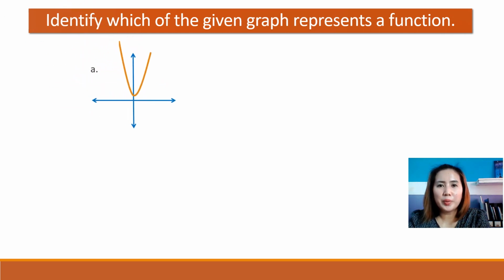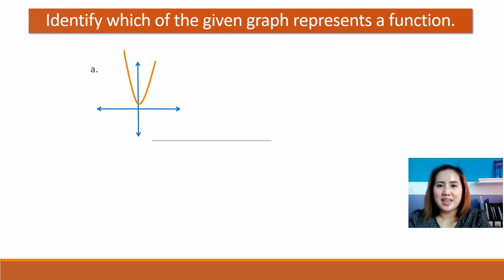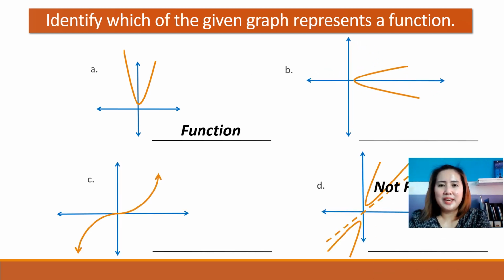This time, we are going to identify whether a graph is a function or not function by using a vertical line test. So we have here 4 different graphs. And for A, we can consider this as a function because if you are going to use a vertical line test, it will only touch the graph at a single point. And for B, we can consider this as not a function because if you are going to draw a vertical line, the line will touch the graph at 2 points. So it is not a function.